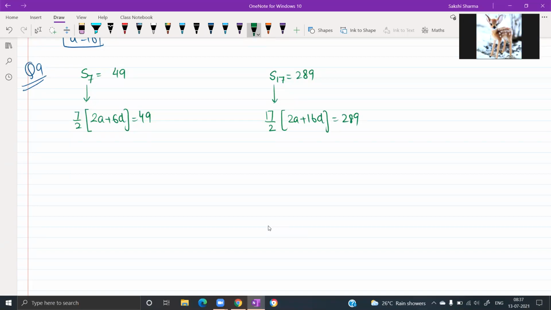Excuse me, ma'am. Yes, Taranpreet. Ma'am, can we do it like n by 2 first plus last will remain constant, so we will assume it as x. 7 by 2 x is equal to 49 and 17 by 2 x is equal to 289. Then it will be easier to solve that equation. Could you repeat? The formula for finding sum of terms is n by 2 first plus last. So first plus last term will remain constant, so we can replace it with variable x.